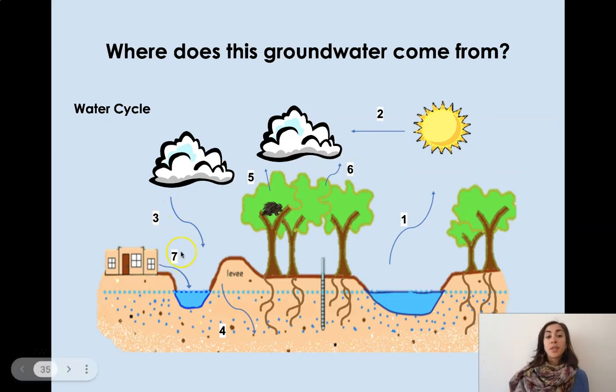Finally, we have the number 7, which is hidden here, and that is talking about how surface water, when it rains or when it snows, how this surface water actually reaches the river or the ditch water. Okay, so think about how this surface water slides down to a bigger pool of water. That might help you answer that question.